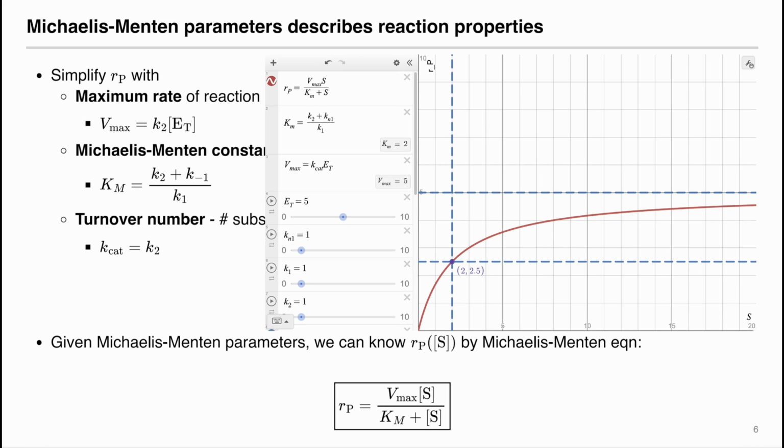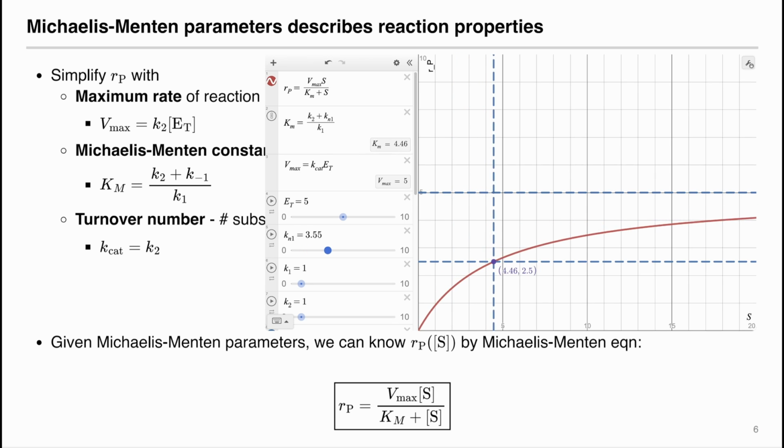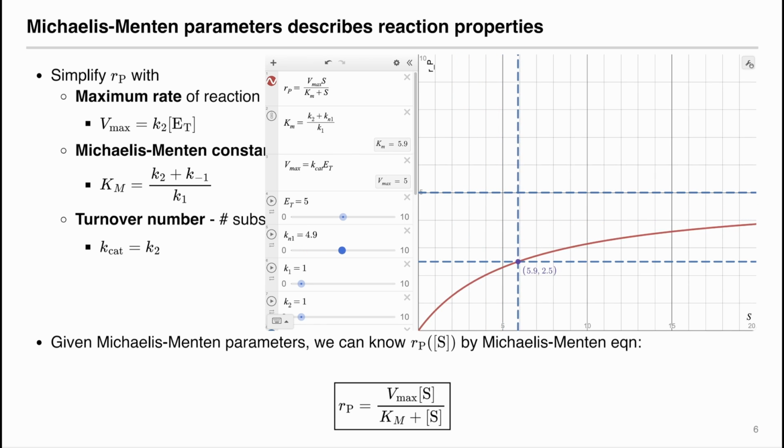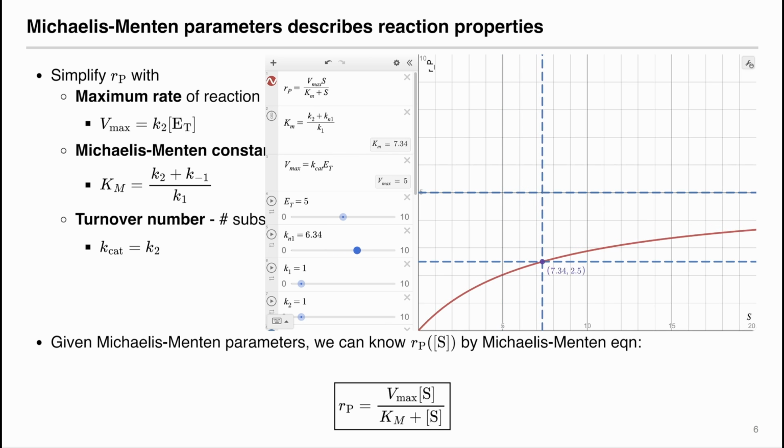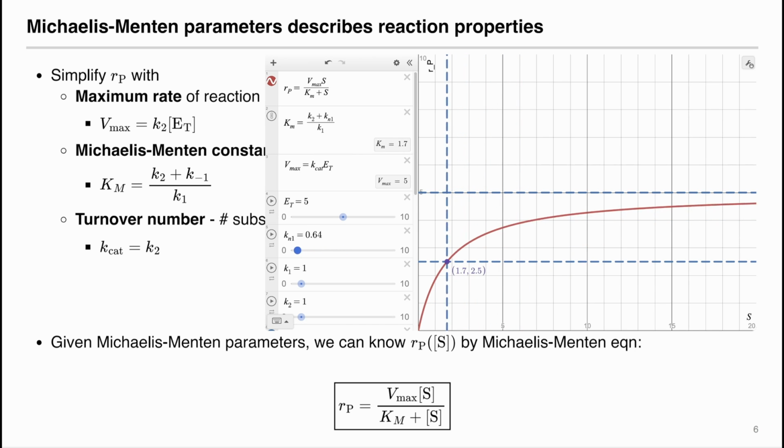Now here the K sub -1 is K of -1. Currently it is set to 1. If I increase K of -1, you see that the graph shifts right. It shifts right because it increases the Michaelis-Menten constant. If I decrease it, the graph shifts left, and the increase is sharp.